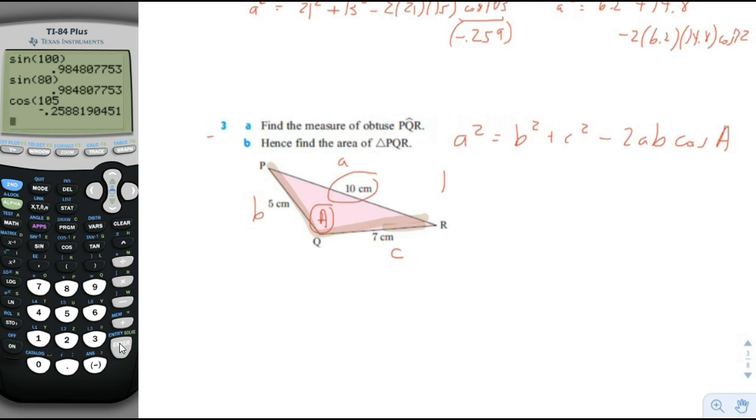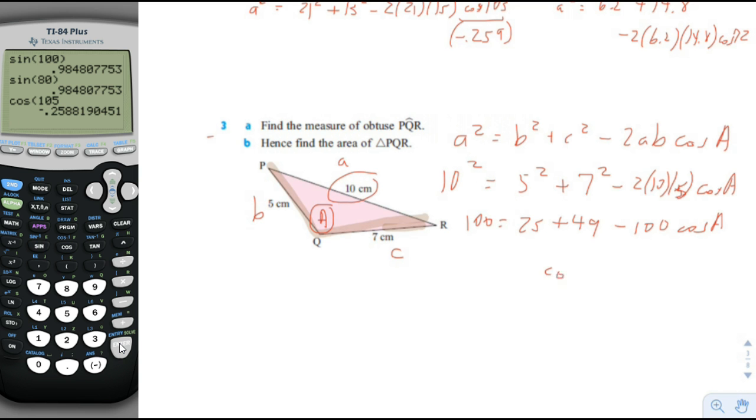So it'll be 10 squared equals 5 squared plus 7 squared minus 2 times 10 times 5 cosine of A. And then you can see if you multiply this out, 100 equals 25 plus 49 minus 2 times 10 times 5, which is 100, cosine A. Now you just do a little bit of algebra, and then you'll end up with cosine A is equal to something, and then you can just take the inverse cosine of that to get the angle A.